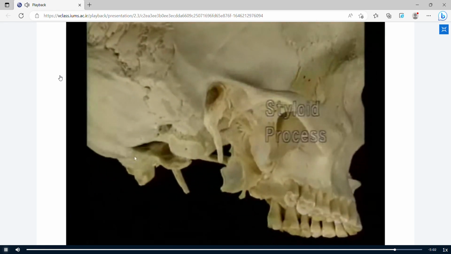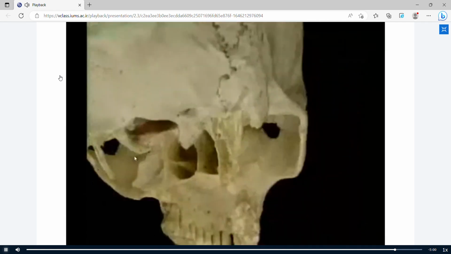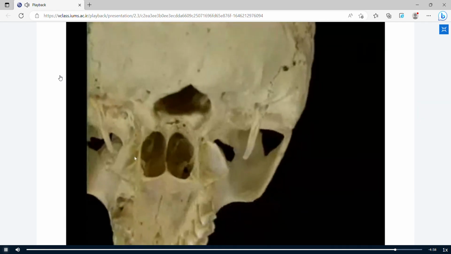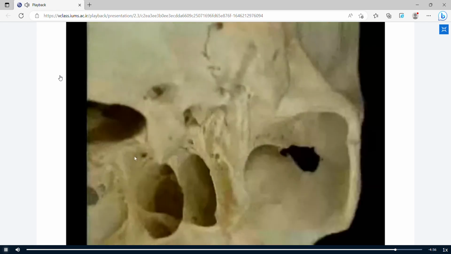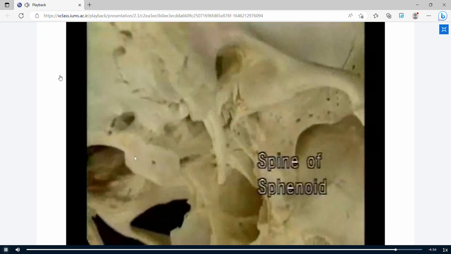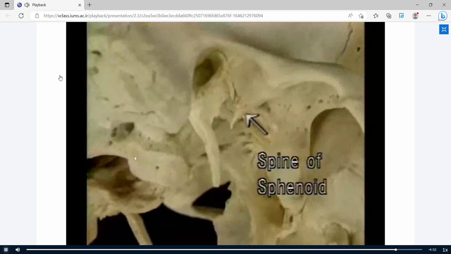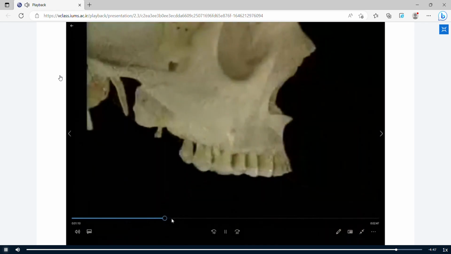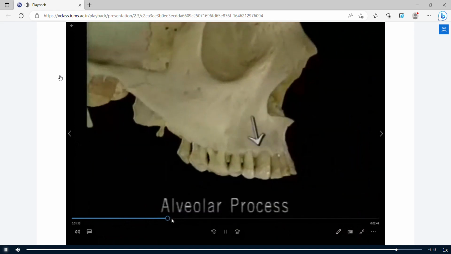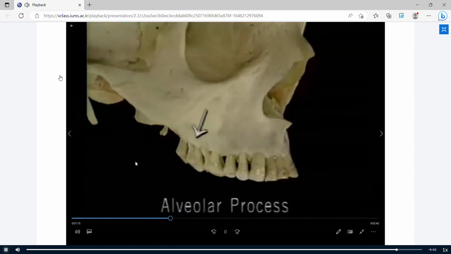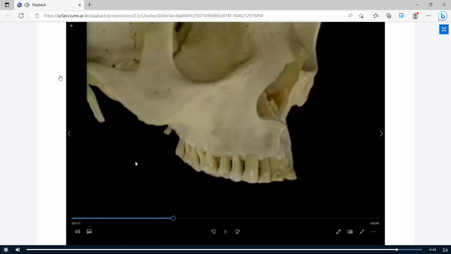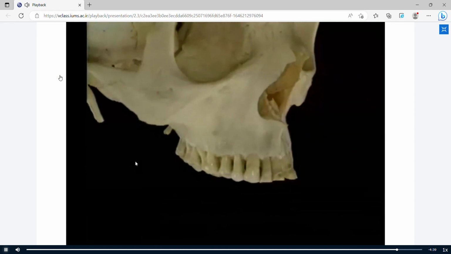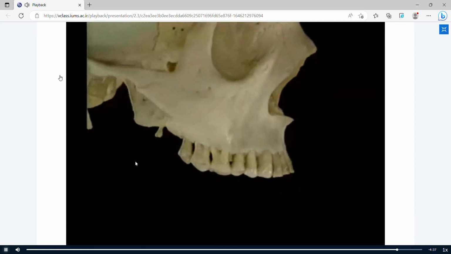Here are the pterygoid plates, with the pterygoid fossa between them. This sharp projection, just medial to the temporomandibular joint, is the spine of the sphenoid bone. The part of the maxilla that bears the teeth is called the alveolar process. We'll look at the teeth later in this section. The alveolar process ends behind at the tuber.